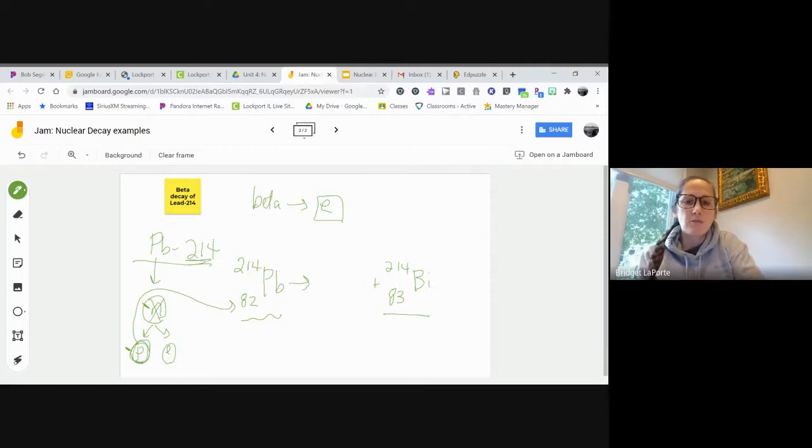But now what did I release? Here's that electron that is being released as my beta particle. Well, an electron isn't an atom or an element. It doesn't have a proton number, all right? So we are going to put a little 0 there in terms of its proton number.